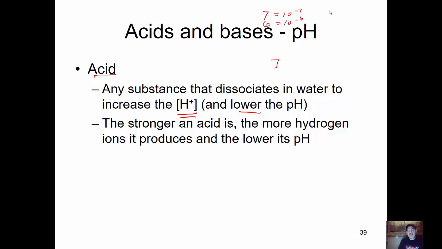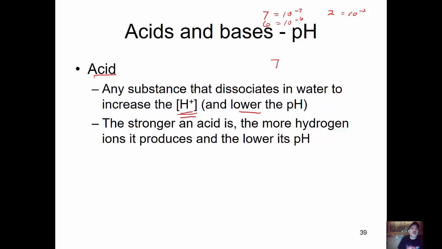If we get it low enough to where we have a pH of 2, 2 is the same as saying concentration of 10 to the negative 2. 10 to the negative 2 is a lot bigger than 10 to the negative 7. So basically, the more hydrogen we add, the lower the pH will be, because we're going to have a higher hydrogen ion concentration. Okay? So the stronger the acid is, the more hydrogen ions it produces and the lower the pH.